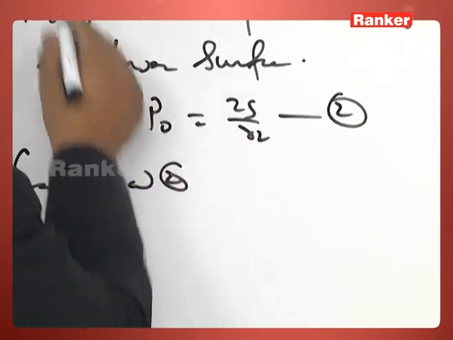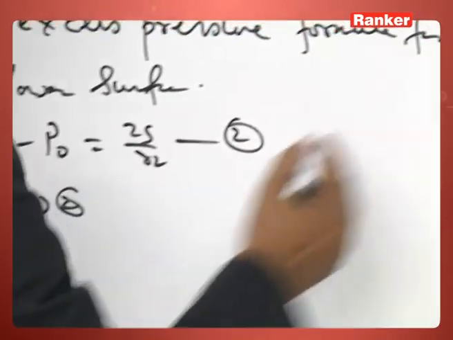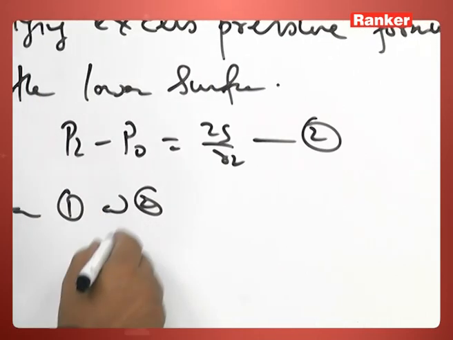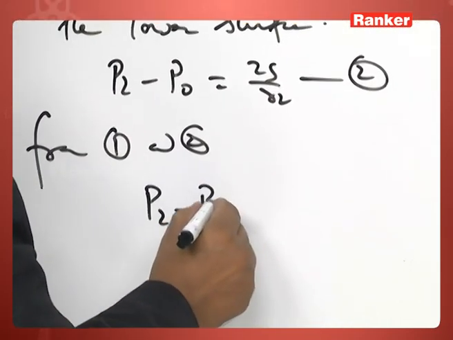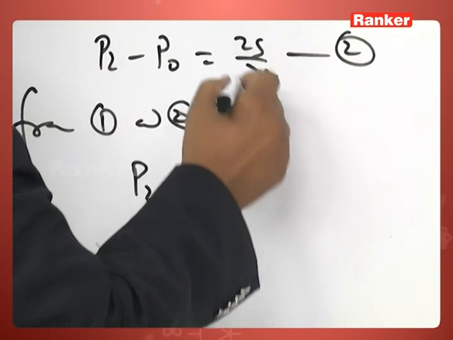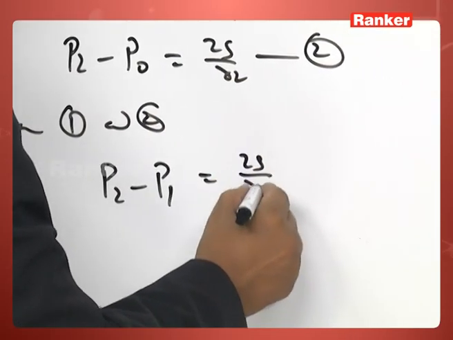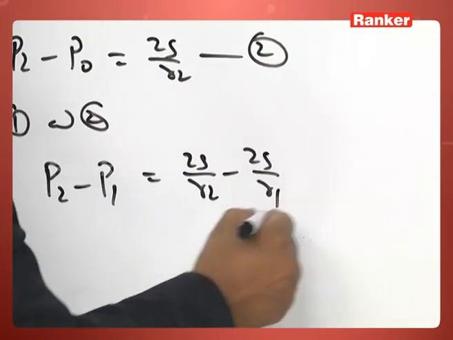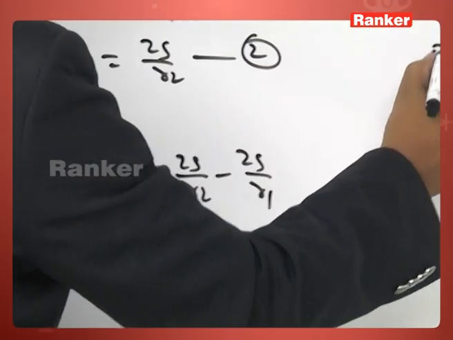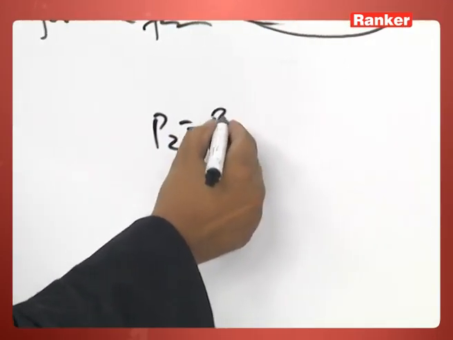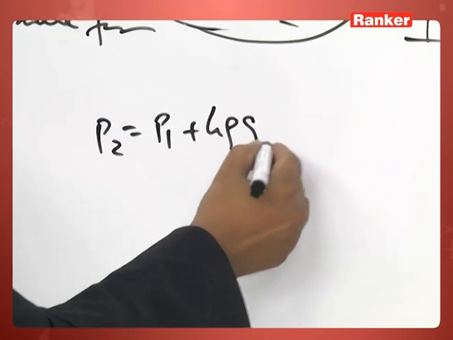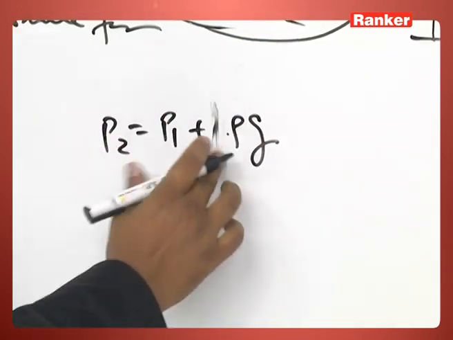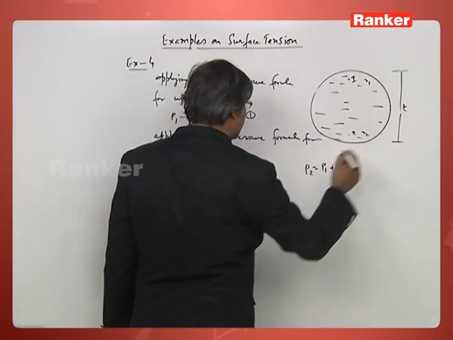One more thing, this is P1 minus P2. P2 is more than P1, so from equations 1 and 2, I subtract P1 from P2, then I will get 2S by R2 minus 2S by R1. Now P2 will be equal to P1 plus h rho g, where h is t. So this thickness is t.